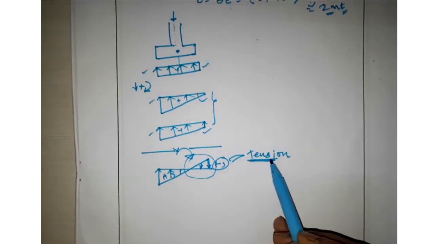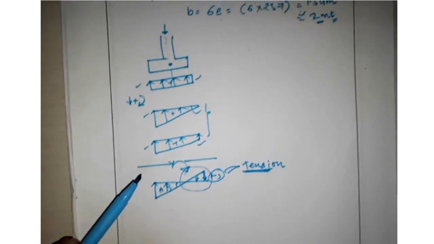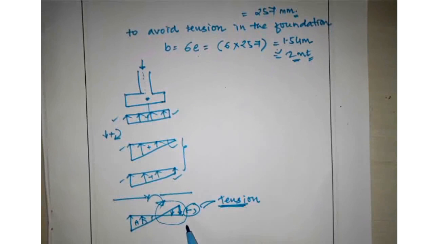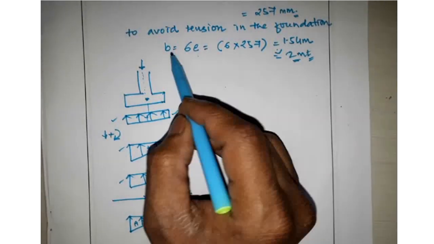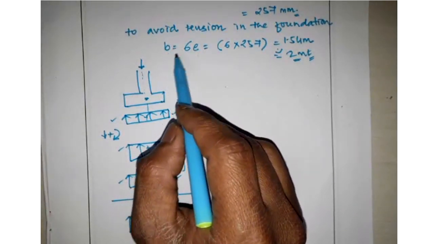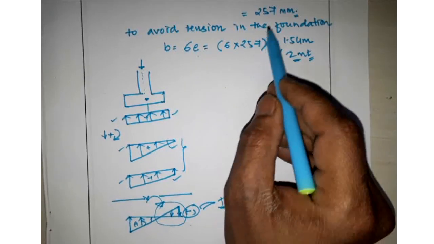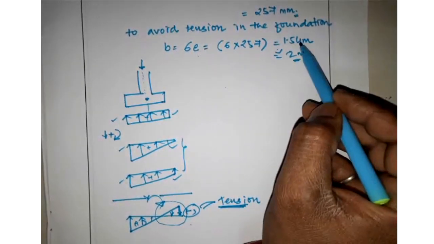So that's why we have to avoid tension. So to avoid tension in the foundation, the minimum width of the foundation should be 6E, and E we have got already, it is 257. So 6E we get 1.54.